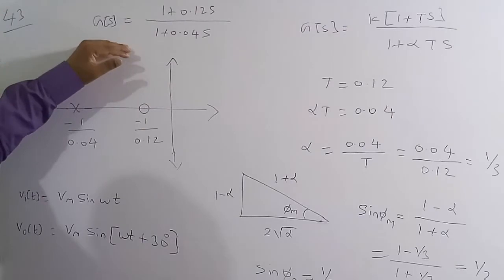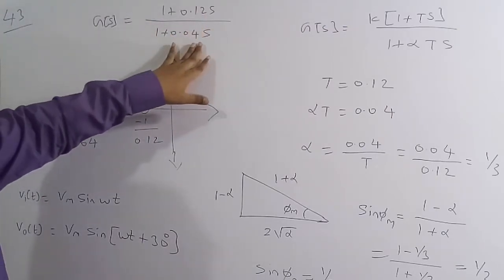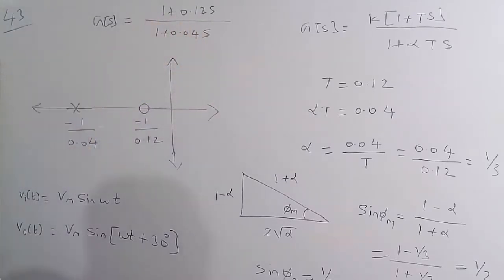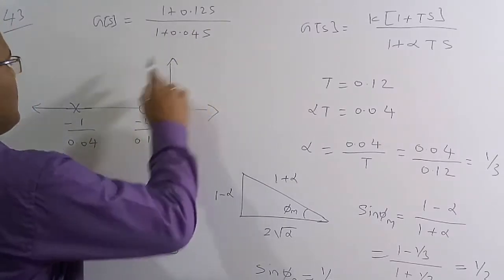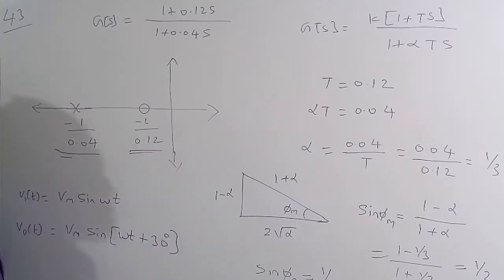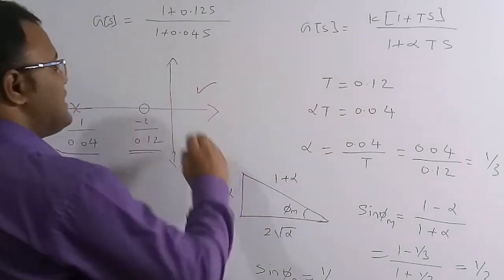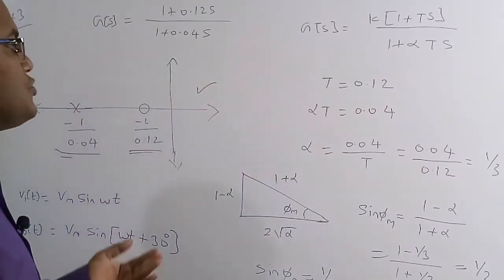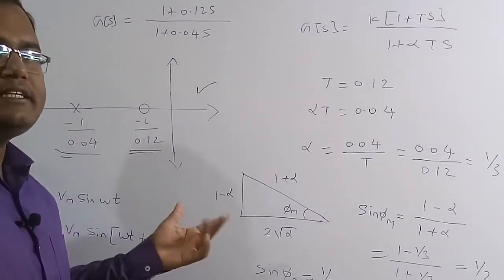In the question they have given the lead compensator transfer function, which is (1 plus 0.12s) by (1 plus 0.04s). Now we need to check whether it is a lead compensator or not. The zero is minus 1 by 0.12 and the pole is minus 1 by 0.04. Therefore the zero is nearer to the origin, so we can say this is a lead compensator. Lead compensator means the output is going to lead the input.